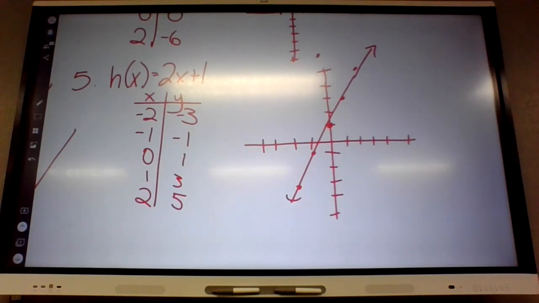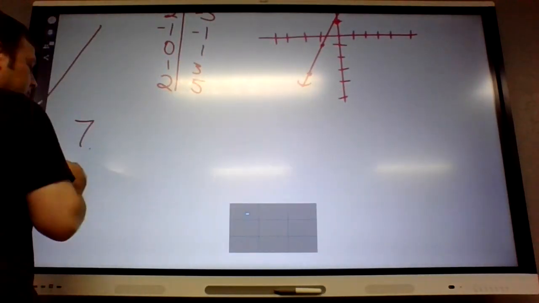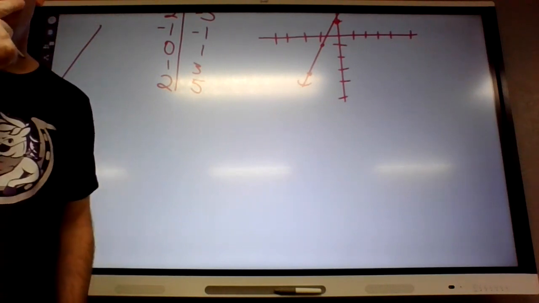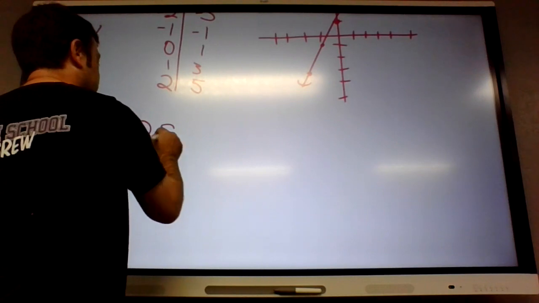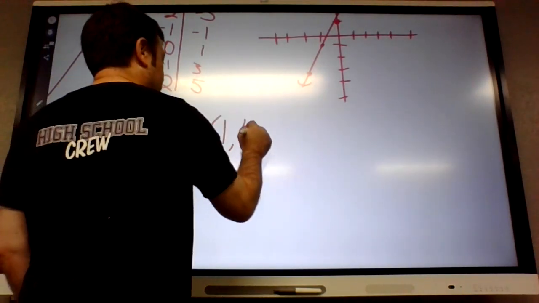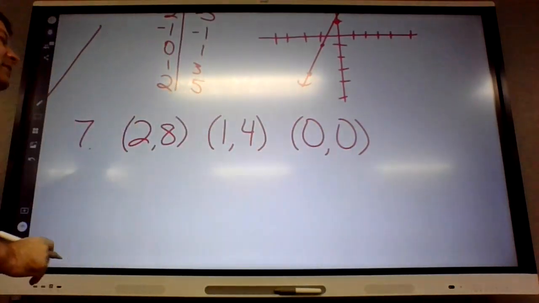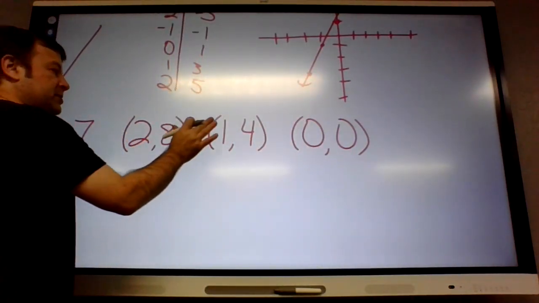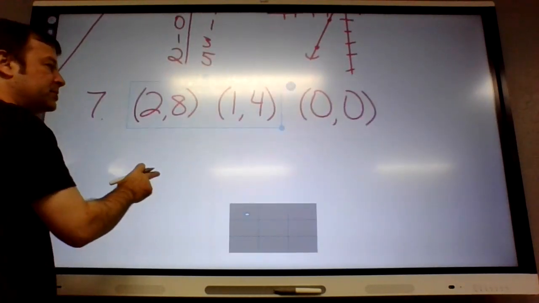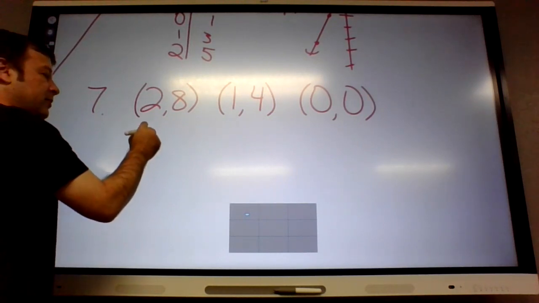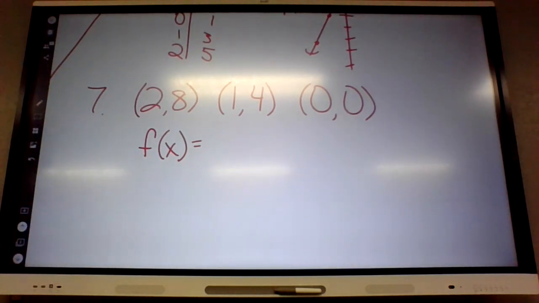Okay, number 7. I'm not going to write the whole thing down. It says write a rule for the function. So some function has these ordered pairs as a solution, and we've got to write a rule for the function. So the answer is going to be like f of x equals something.